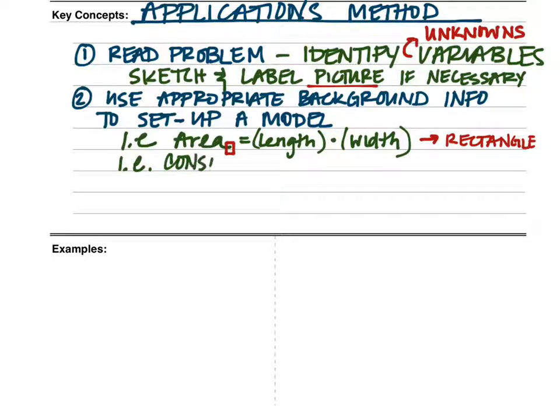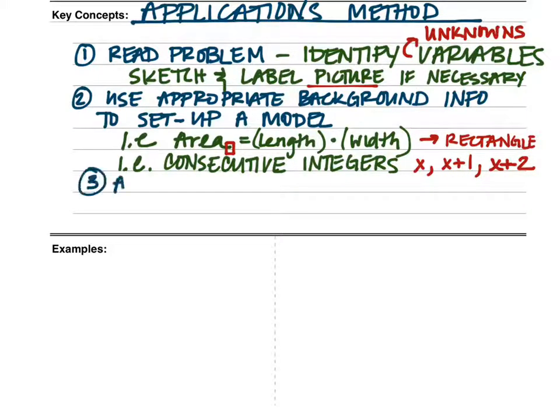Another type of background information could be consecutive numbers, particularly consecutive integers: x, x plus 1, x plus 2, etc. Now if we had consecutive odd or even integers, this would change, and we wouldn't actually include this one. That would be the one that would go away if we talked about odd or even integers.